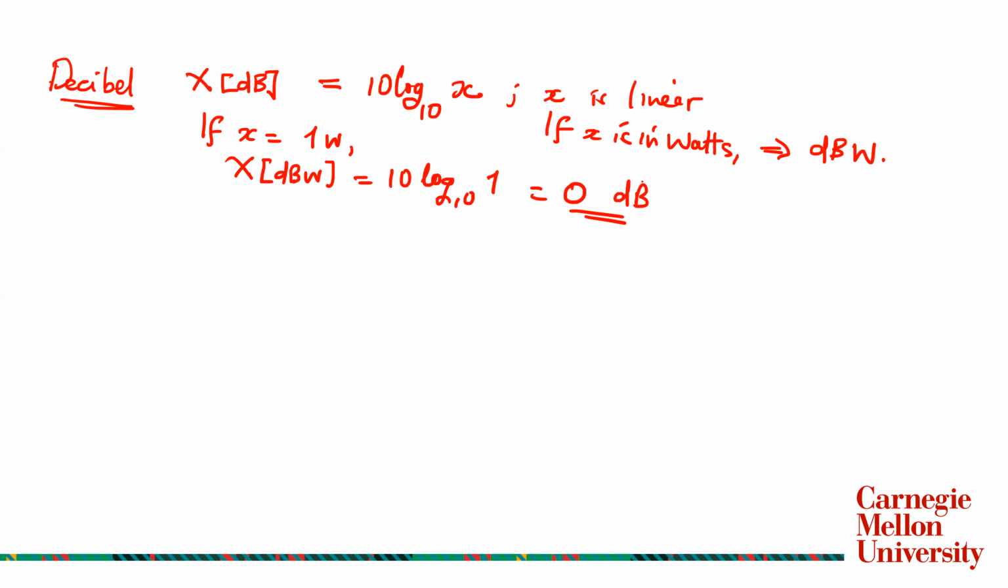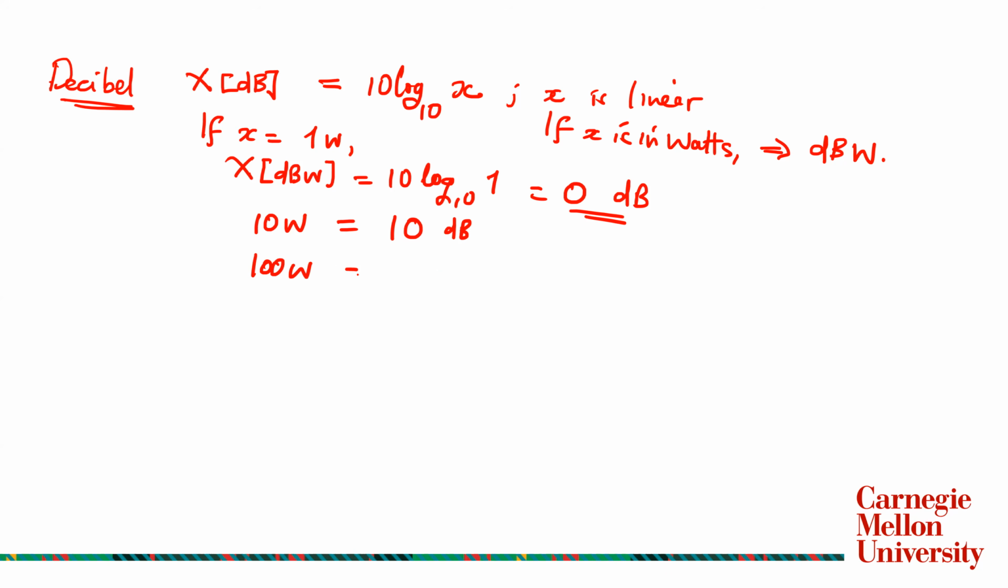So if I say that you transmit a power of 0 dB, I don't mean that your power is 0, because you can't transmit a power that is 0. 0 dB is actually equivalent to 1 watt. 10 watts is equivalent to 10 dB. You know how logarithms work. So that would be 10 log 10 of 10. Log 10 of 10 is 1, so 10 dB.